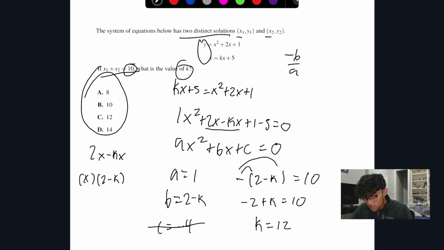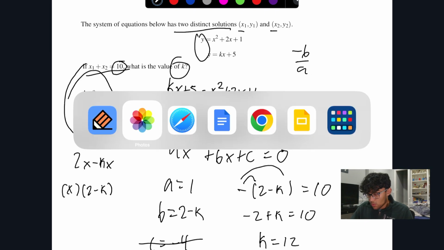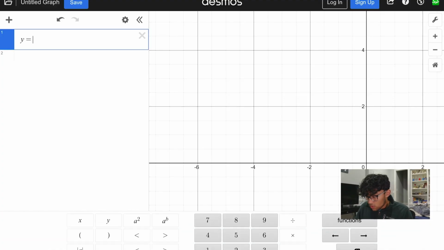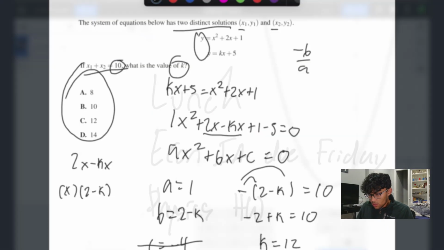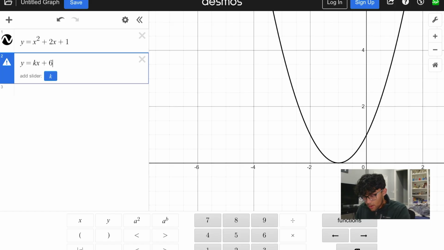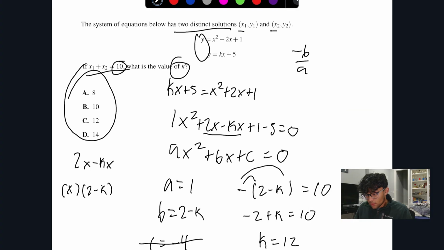This is how I would solve it, just to increase your knowledge on Desmos. So let's head to Desmos. This is from the previous question, so let's get rid of that. We know that y is equal to x squared plus 2x plus 1, and we also know that y is equal to kx plus 5. Let's just add a slider for k. So it has two distinct solutions, and x1 plus x2 is 10.